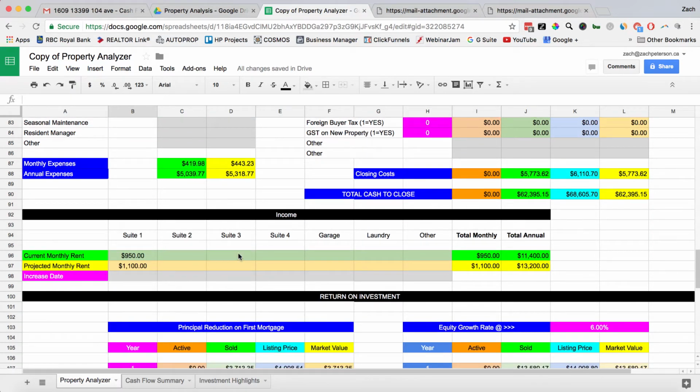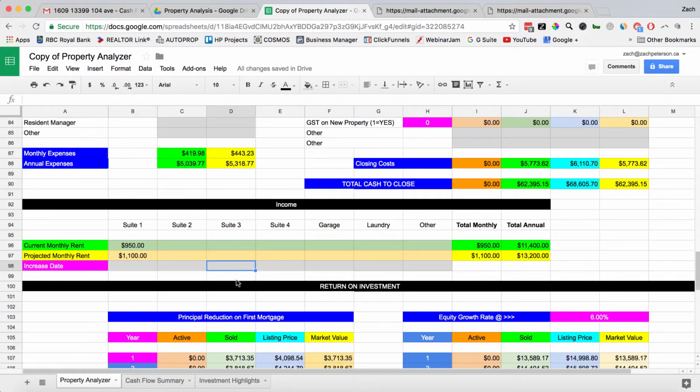Now, just so we can have a look at it again, we got the income down a little lower here. $950 to $1,100 of rent potential from this unit, for a total annual rent of $11,000 to $13,000. And also sometimes when there's a tenant in there, you can't get the rents up to market value right away. So I included a space where you can just punch in the increase date, so when the full calendar year is up for their lease, and then you can do whatever increase you're allowed.